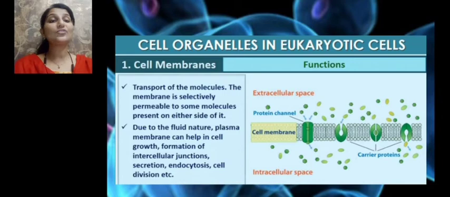It helps in the transport of molecules. The membrane is selectively permeable. It is not completely permeable. It is selectively permeable. That means it allows only certain substances or molecules to move on either side of it. So in the transport of molecules, the membrane is selectively permeable to some molecules present on either side of the cell membrane.